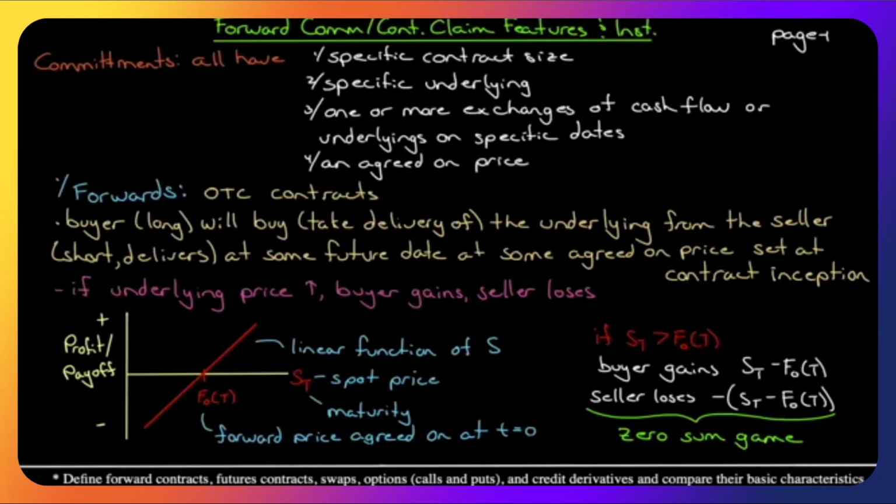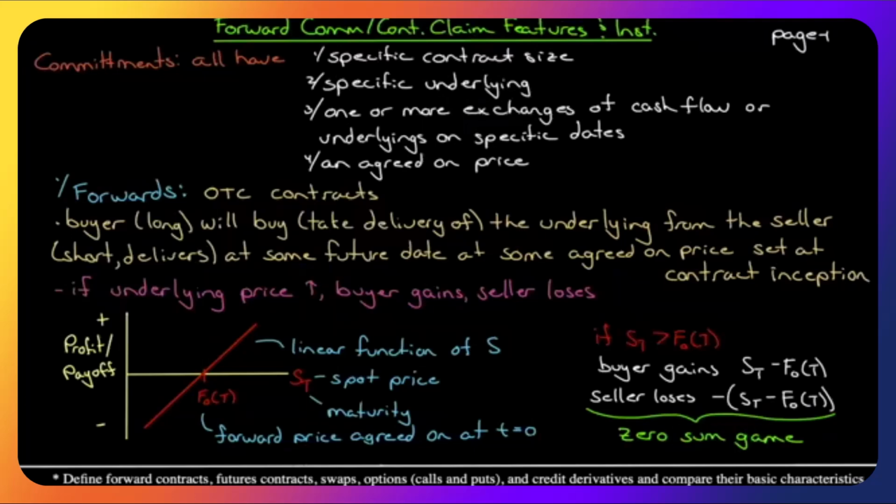We are on the next module in the derivatives series, forward commitments and contingent claim features and instruments. Long title. Let's look at our learning objective, what we want to walk away from this with. Define forward contracts, futures contracts, swaps, options. We have both calls and puts, and credit derivatives, and compare their basic characteristics. So this is a very beginning introduction to a number of different contracts.